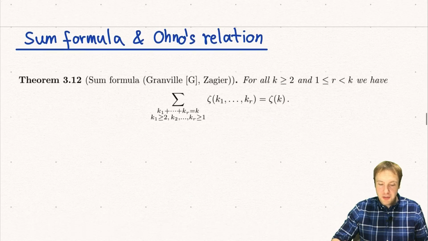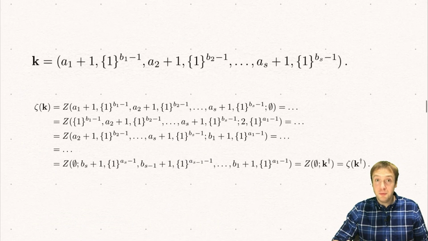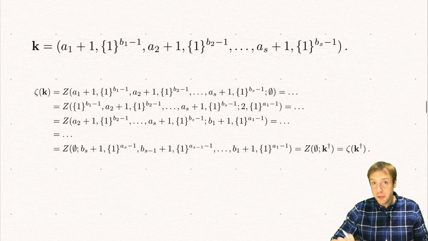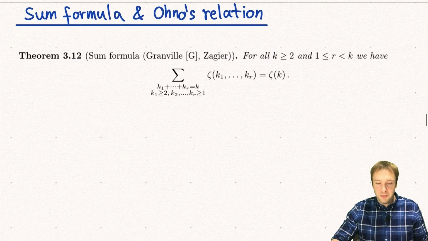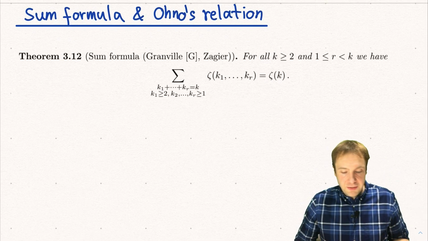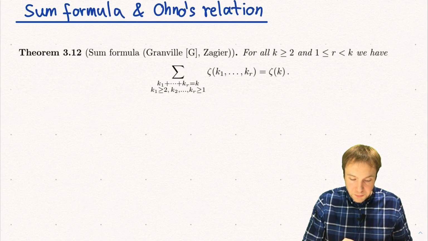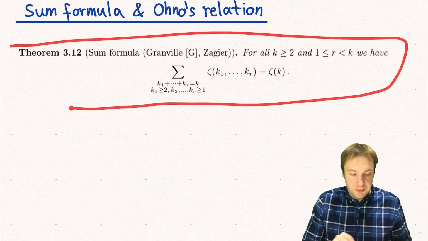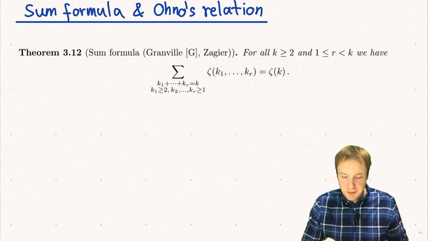So now we want to use this idea of connected sums to prove a more general statement which generalizes the duality, and this is known as the Ohno relations, or Ohno's relation. And this relation also generalizes the so-called sum formula, which was, as far as I know, first conjectured by Michael Hoffman, and then it was proven by Granville and Zagier independently.